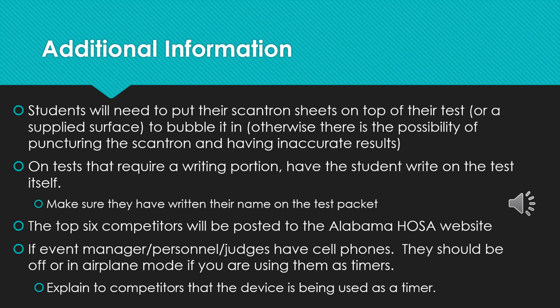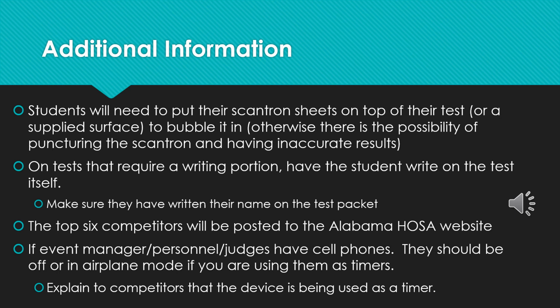Remind them that the top 6 competitors will be posted to the Alabama HOSA website. It should be a link from the home page, and they need to keep checking there to see if they are moving on. For HOSA Bowl, it is actually the top 8 competitors because it is a tournament style at the end, so it requires 8 to move forward with that.